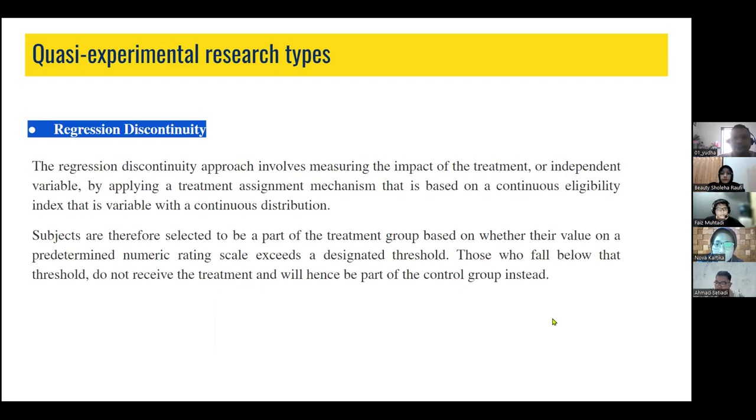Now I'm going to explain the branches of the quasi-experimental research type. The first branch is regression discontinuity. The regression discontinuity approach involves measuring the impact of the treatment or independent variable by applying a treatment assignment mechanism that is based on a continuous eligibility index, that is, a variable with a continuous distribution. Subjects are therefore selected to be part of the treatment group based on whether their value on a predetermined numeric rating scale exceeded a designated threshold. Those who fall below that threshold do not receive the treatment and will hence be part of the control group instead.